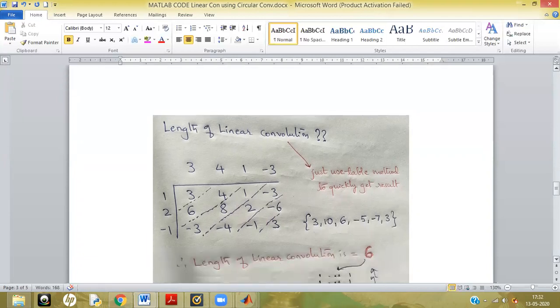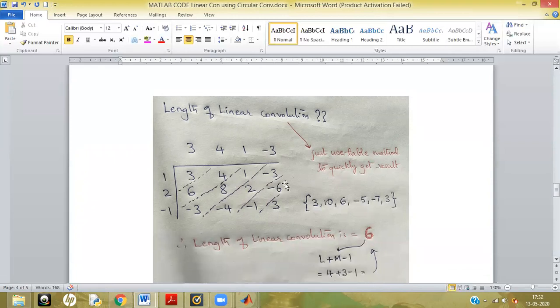Then the question is, what is the length of this linear convolution and how do we get it? The length of the linear convolution is, as you can see, 6. That is 1, 2, then 3, 4, 5, and 6. 6 elements are there. So the length of the linear convolution is 6. How do we determine this before we calculate?